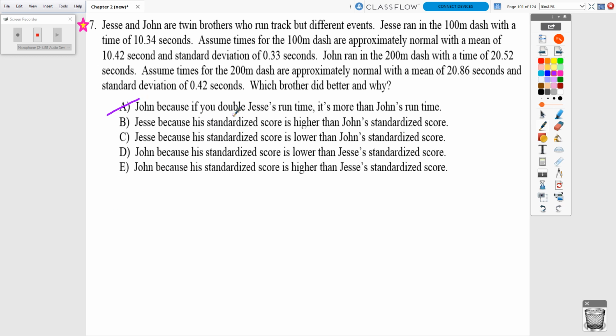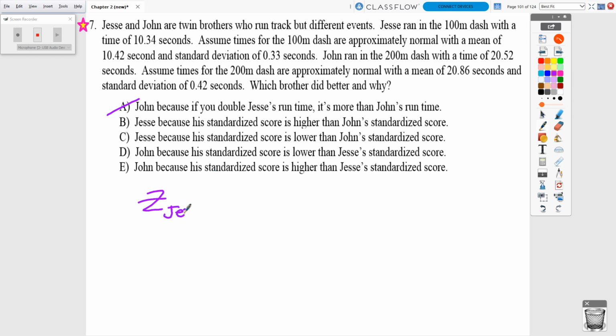But if you look at all the others, they talk about comparing standardized scores, aka z-scores. So what we can do is look at some z-scores. Now, even though these are approximately normal times, you could use normal CDF and see where they're at, like what percentile they're in. But this is specifically asking about standardized scores. So let's calculate some z-scores.